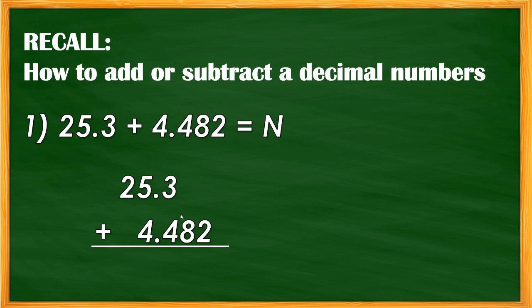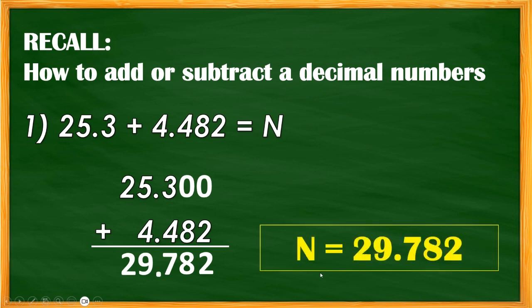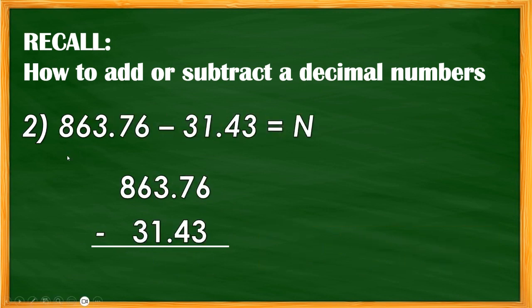Now, let's recall how to add and subtract decimals first. So, we have 25 and 3 tenths plus 4 and 482 thousandths is equal to n. First, align the two numbers vertically in column and then add 0 if possible. And then, perform the addition process. So, 0 plus 2, the answer is 2. 0 plus 8, the answer is 8. 3 plus 4, the answer is 7, and 5 plus 4, the answer is 9, and bring down 2. Then, affix the decimal point. Therefore, the answer is 29.782.